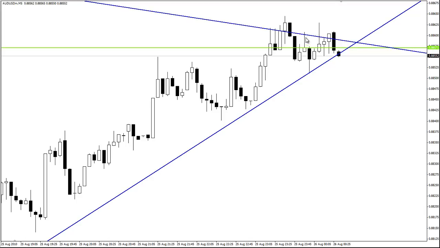Right, as you can see, we do have some topping tails here, and then we do have a nice bearish close. Now, if this candle has a similar close, rather, below this line, that would be another indication to get short. So I'll actually wait a few more sessions on the 5-minute and see what happens.